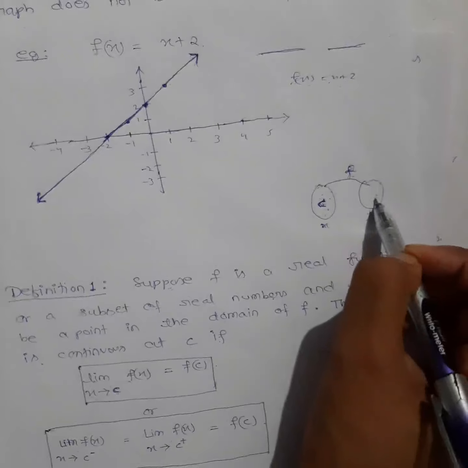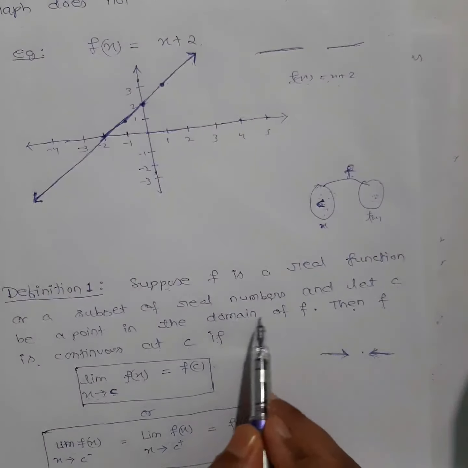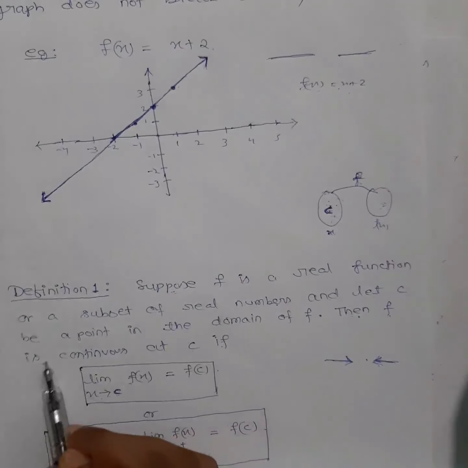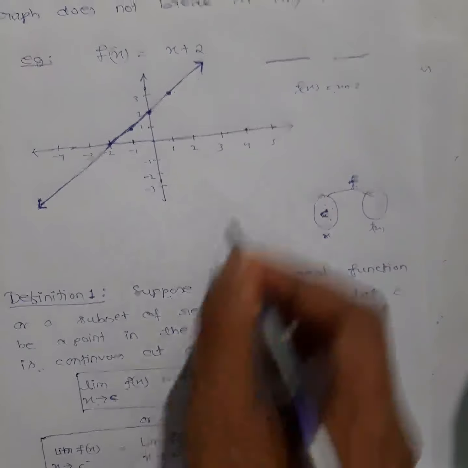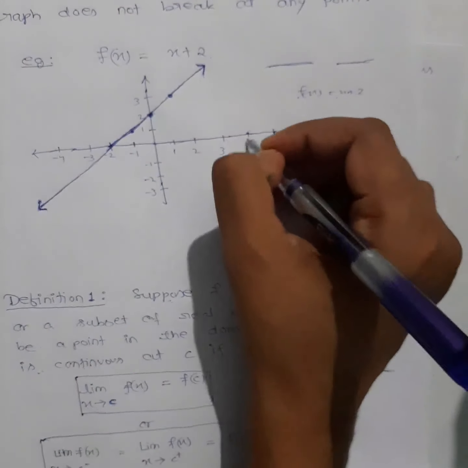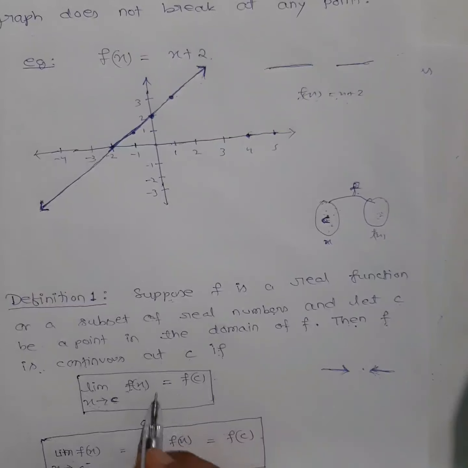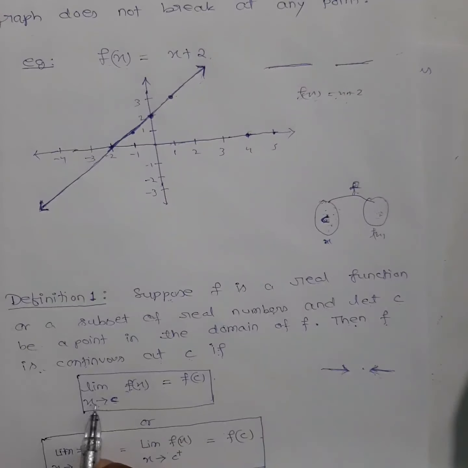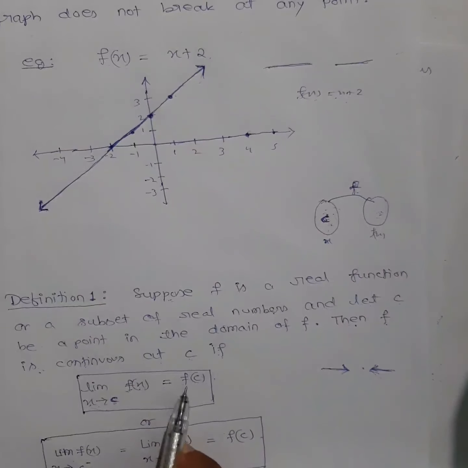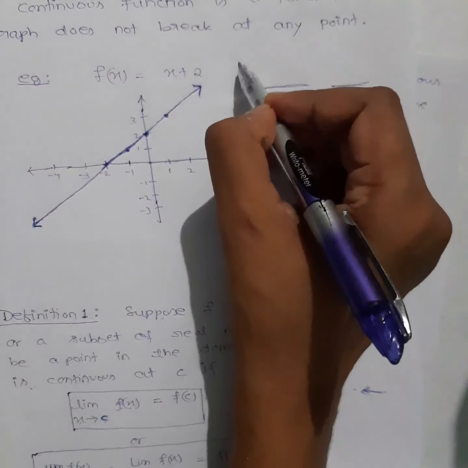So for 4 you will have f(x), right? Something, f of 4. So you can see in the domain of f, then f is continuous. This function will be continuous at c, means at 4, if the limit of f(x) as x tends to c equals f(c). This is what the meaning is, right? As x tends to c, f(x) tends to f(c). f(c) means what? f(4) here. f(4) will be somewhere here, right?